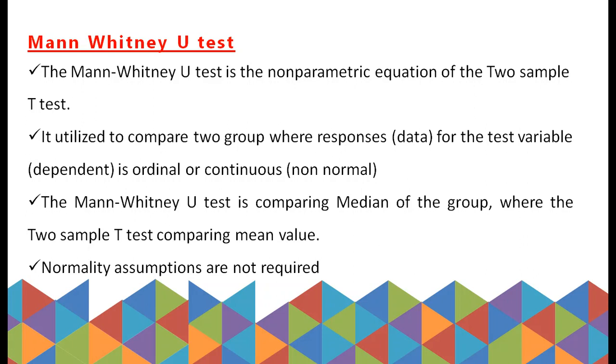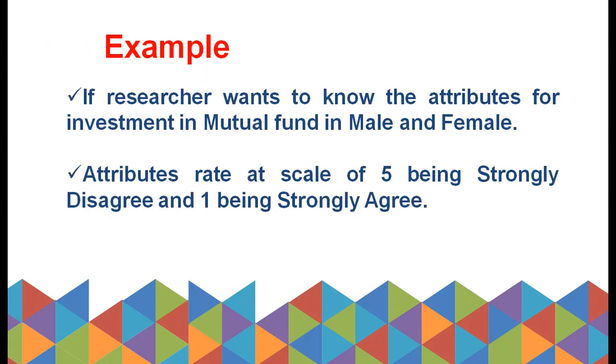Here the Mann Whitney U test compares the median of groups, whereas the two sample t test compares mean values. Usually in parametric tests the mean values are easily estimated, so they compare the mean value. But in non-parametric tests, here in Mann Whitney especially, we are comparing the median of the groups. The last one, normality assumptions are not required. So without checking the normality we can run this test. That is the interpretation.